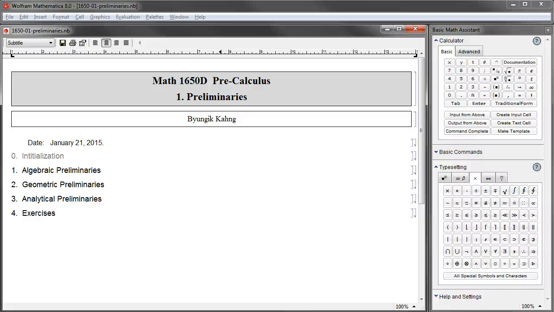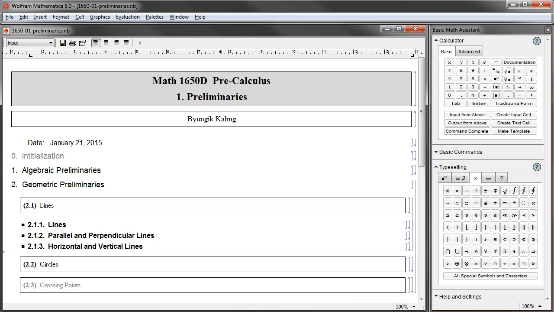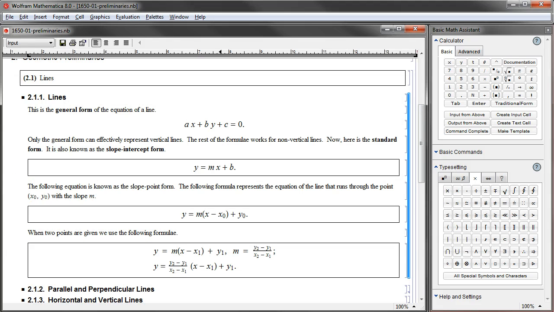Okay, let's resume. We are done with the algebraic preliminaries and some exercises which include rather complicated nonlinear inequalities. And then let's talk about geometric preliminaries. We have lines, and standard equations of lines are here.